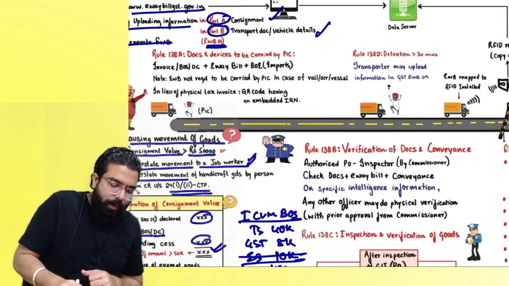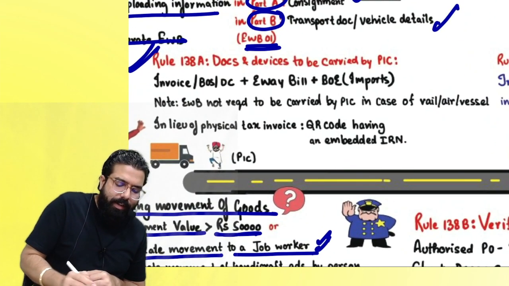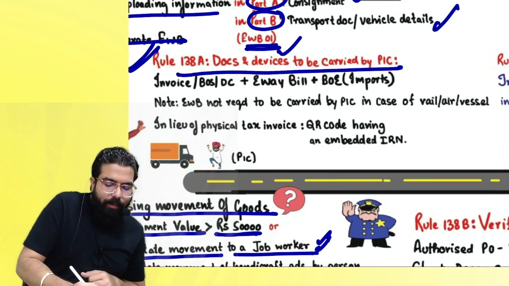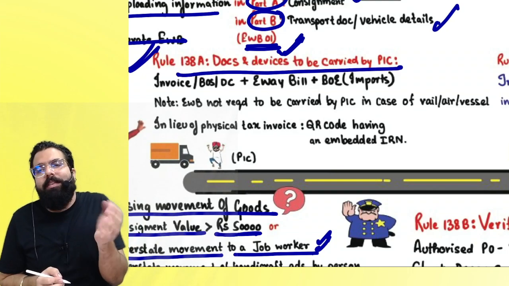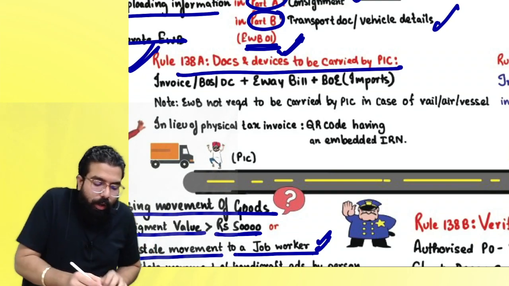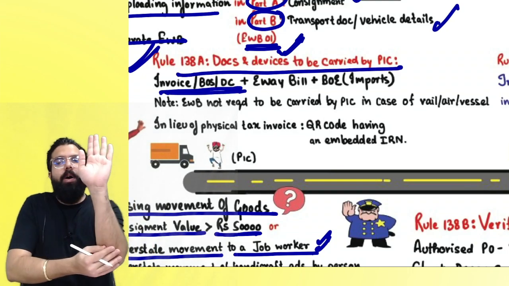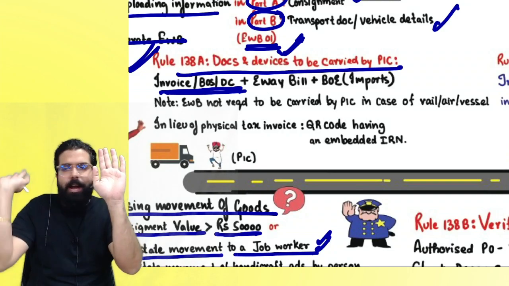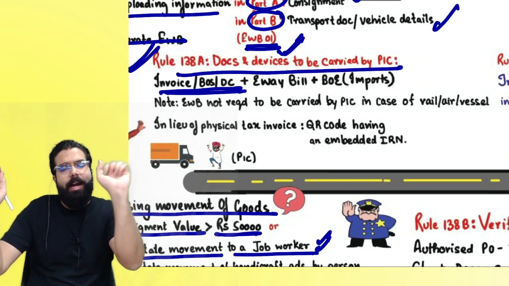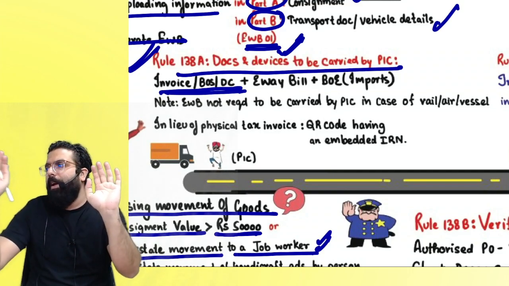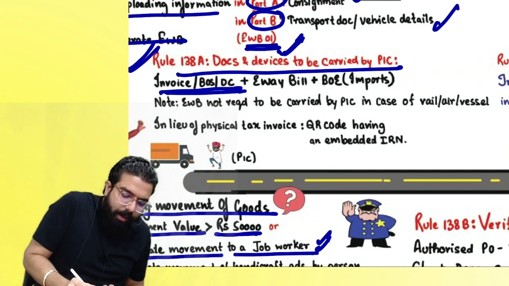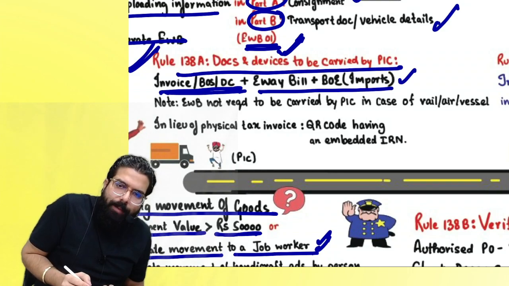Let's go ahead. Now, when you are going on the way, Rule 138 says, please take documents and devices. Devices means an RFID device. As of now, not required. So, document means you should have invoice, bill of supply or delivery challan plus e-way bill. Either of these items plus an e-way bill. Are we clear, everyone? Plus, in case of import, you should have the bill of entry.